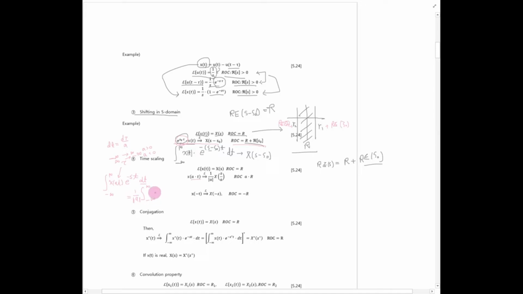And then we take x of tau and e to the minus s, at this moment you know that t equals tau over a. Okay, so we can replace that with s over a times tau and d tau. Then consider here, that is this Laplace transform. What about the region of convergence?